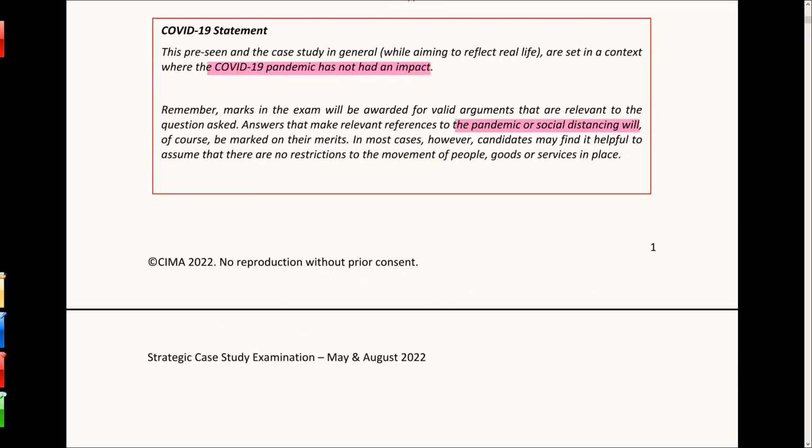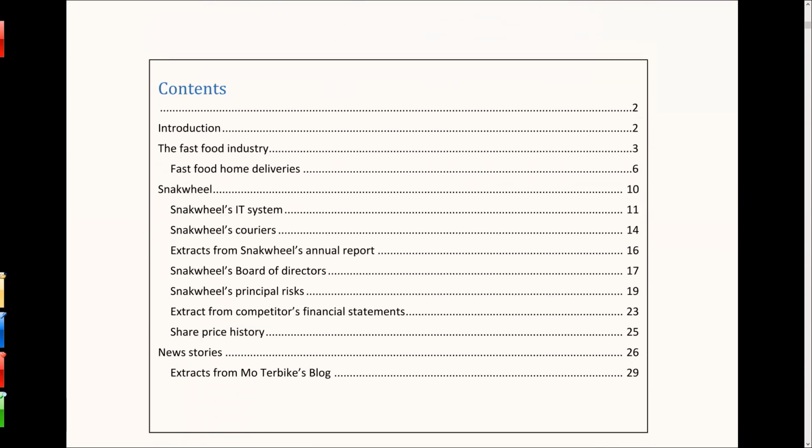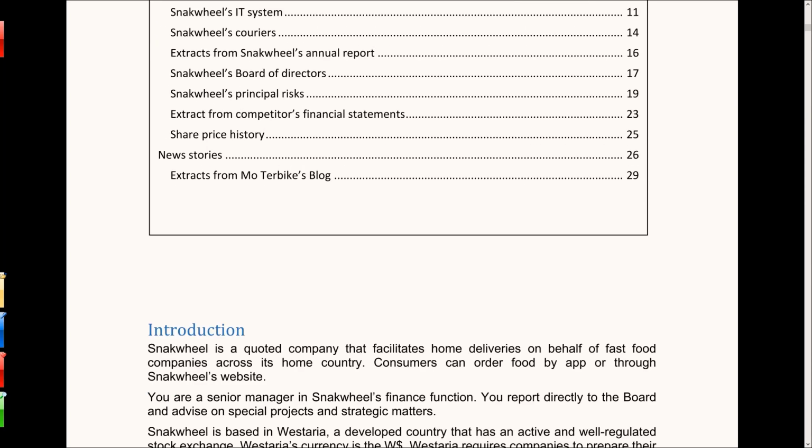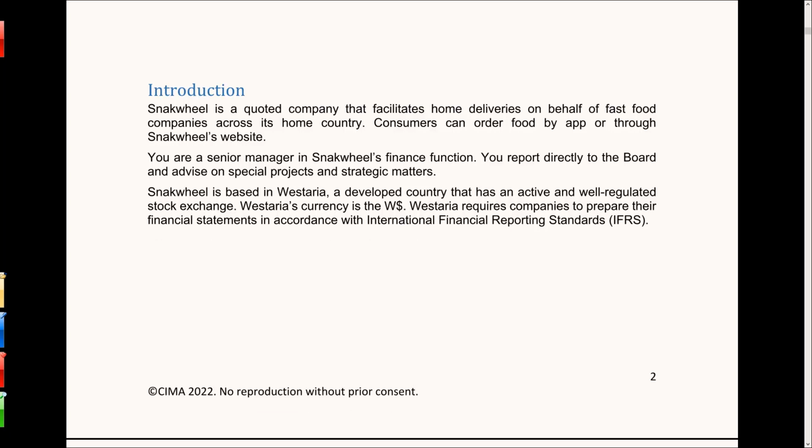Okay, so let's move on and have a look at the introduction. On this page here is just the contents. There's really not much analysis to be done of that, so we'll just scroll down to this section here. This is what we want.